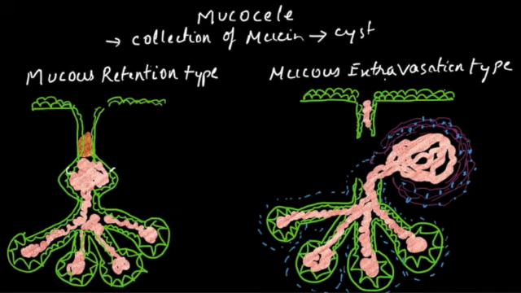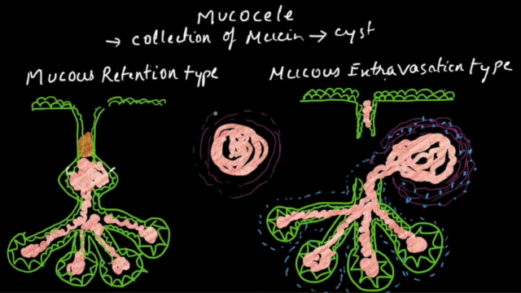Now what do we see in the histopathology of the mucus extravasation type of mucocele? Here there is mucin pooling. As we can see, this pooled mucin will act as a foreign body to the connective tissue around. So there will be walling off of this mucin by condensed connective tissue, and there will be immense inflammatory reaction to this mucin. And you will see blood vessels in it. These are the blood vessels.